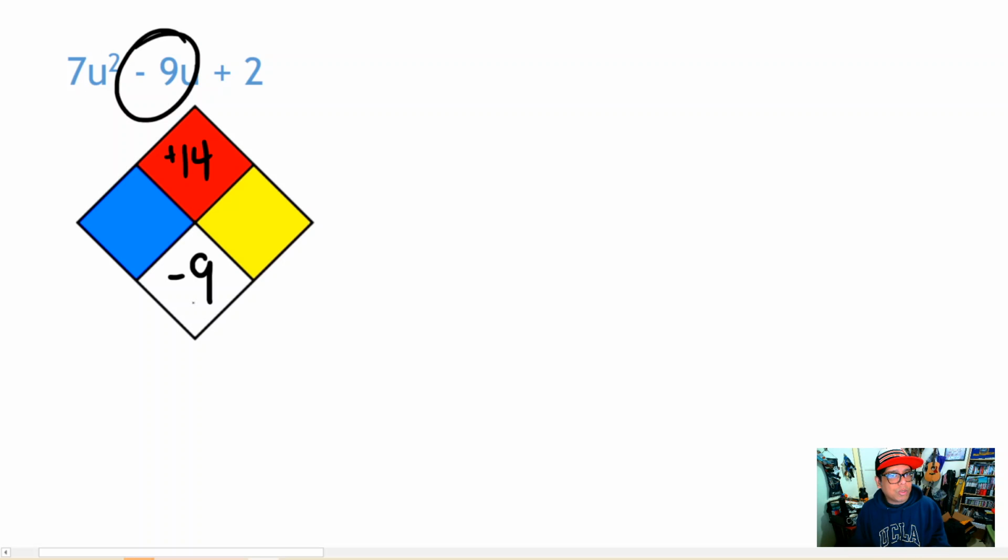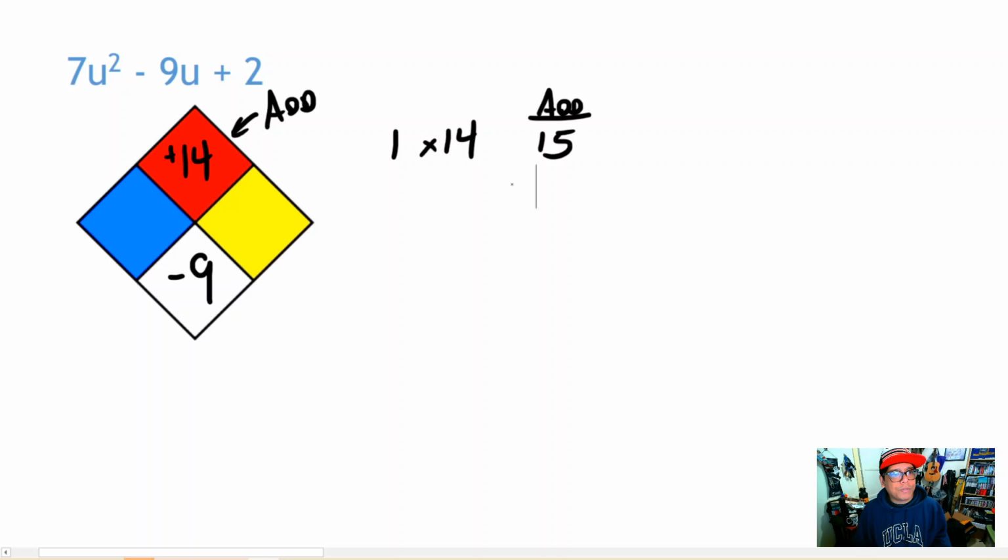Minus 9 goes in the white square. The red square is positive, so we need to add our factors. The first factors of 14 are 1 and 14. They add to make 15.